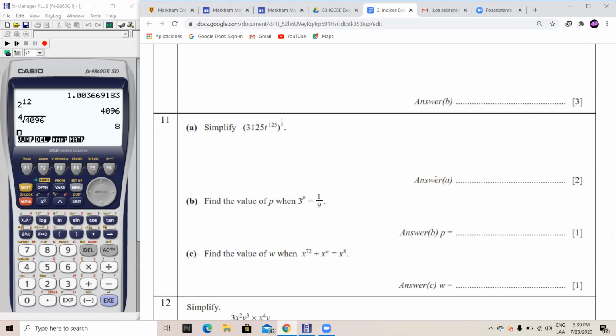Perfect. Now for question B, find the value of p when 3 to the power of p equals 1 over 9. Well, here there are two approaches. One is by using logarithms, which I think is the simplest one, but since we haven't covered it yet, we won't do it that way. And the other one is by saying that when you have a number to the power of a negative number, it means it's going to be a fraction over that number. You always need to know this.